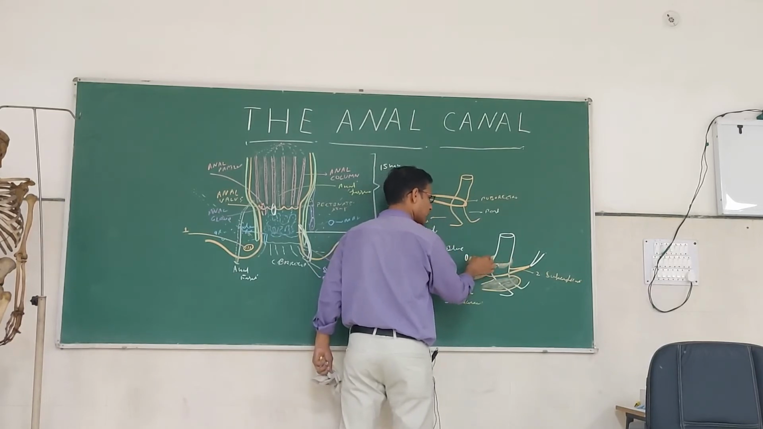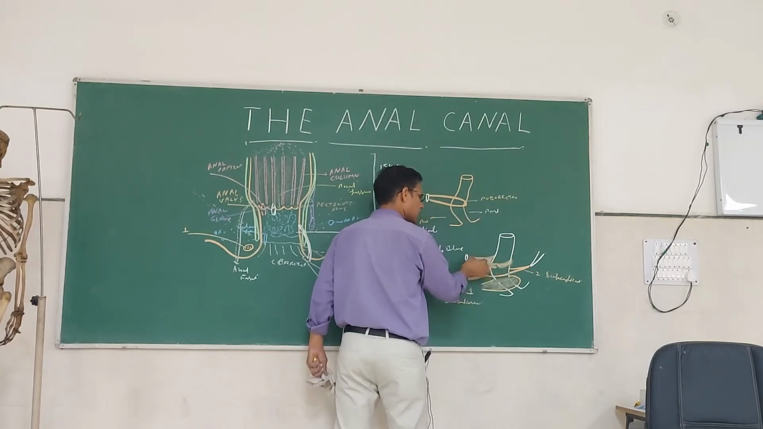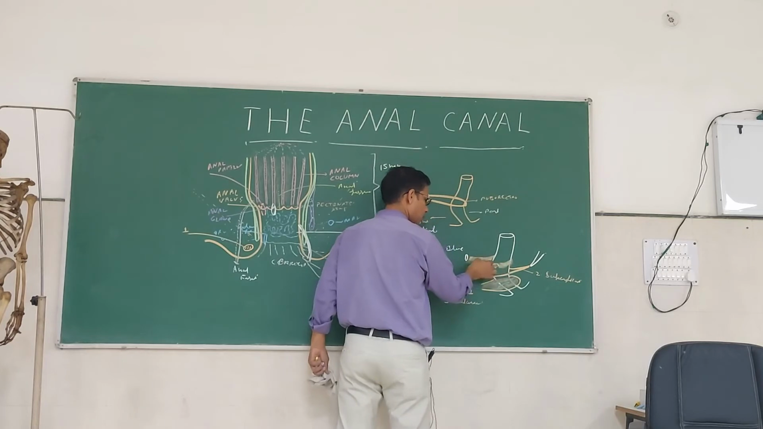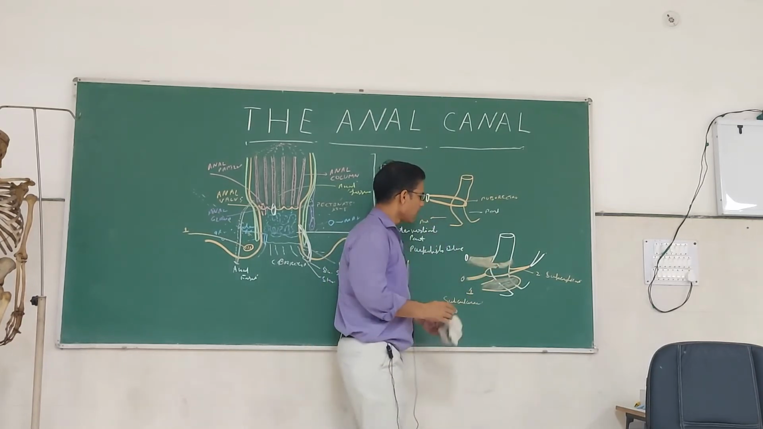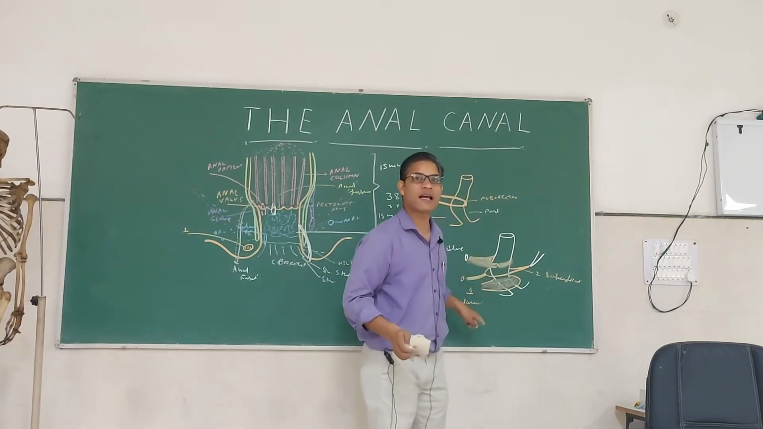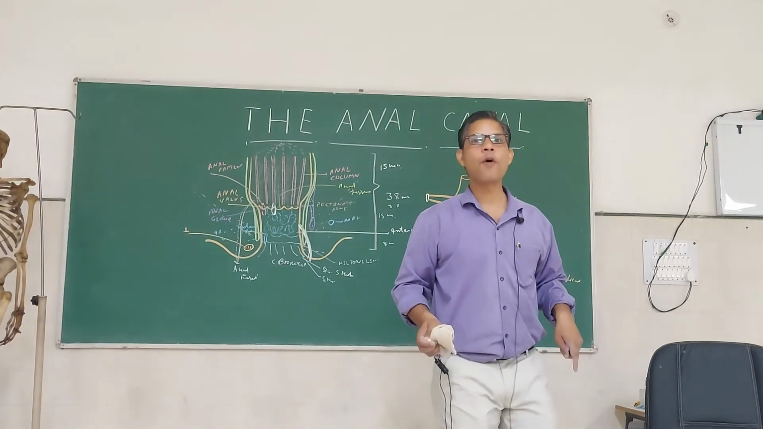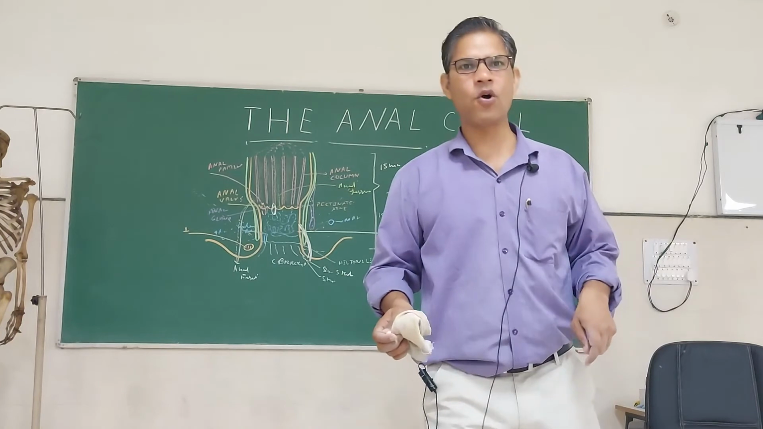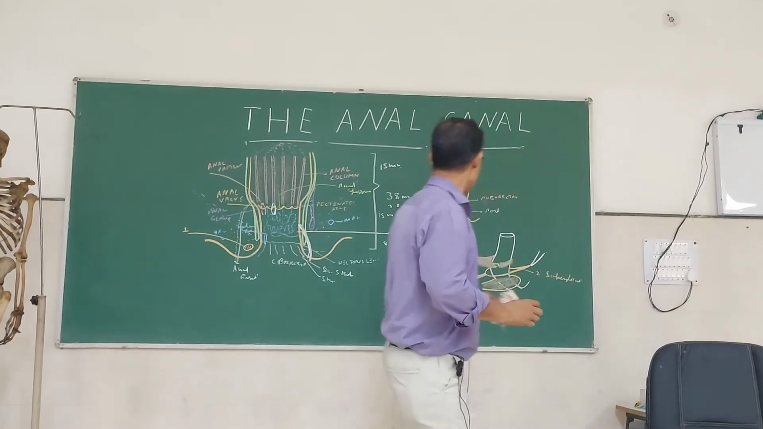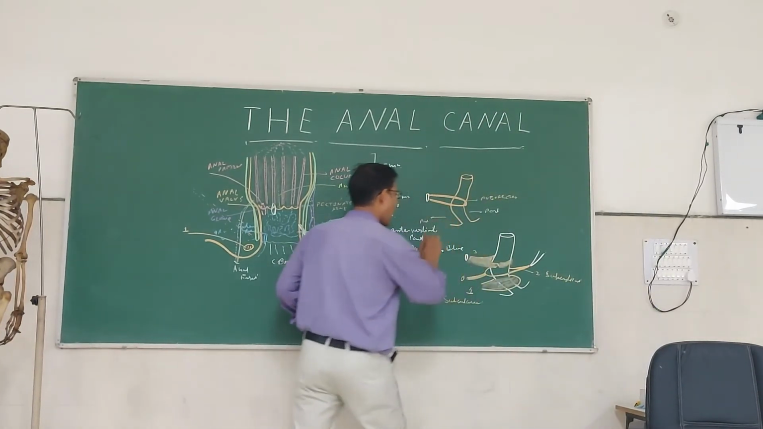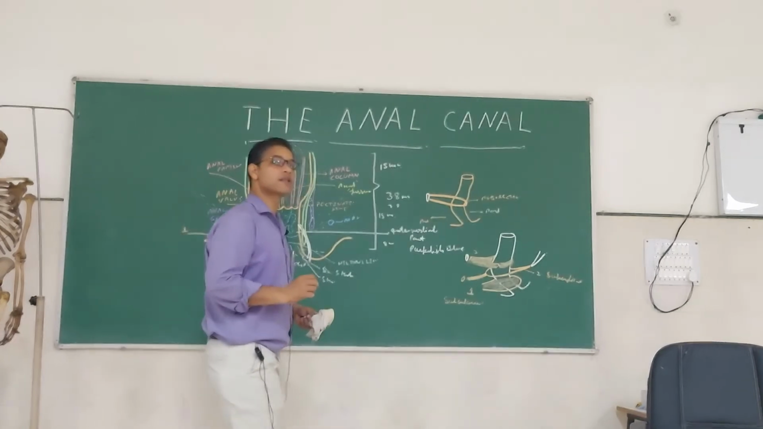The last part is known as the deep part of the anal sphincter, and it goes toward the pubic symphysis. The lower part blends with the intermediate part, and the upper part blends with the puborectal sling. These three parts, 1, 2, 3, are all part of the external sphincter.